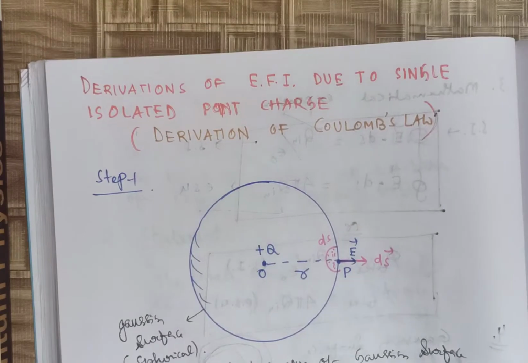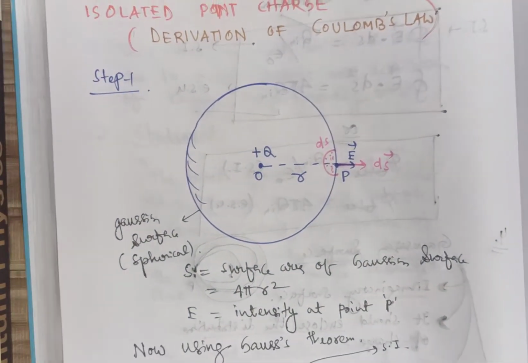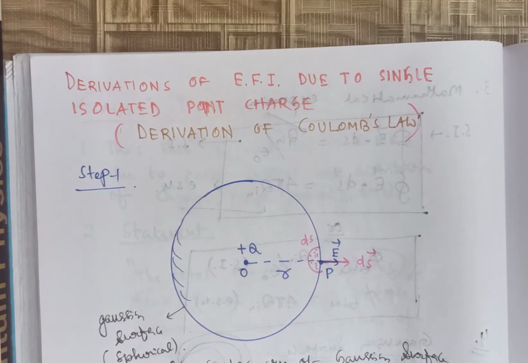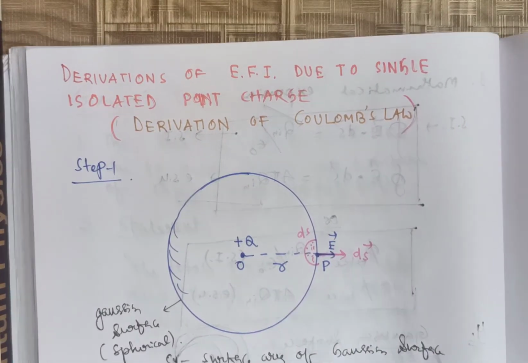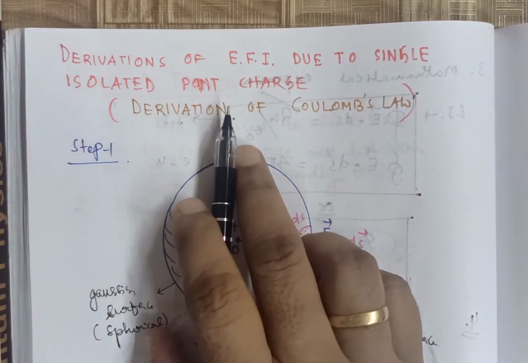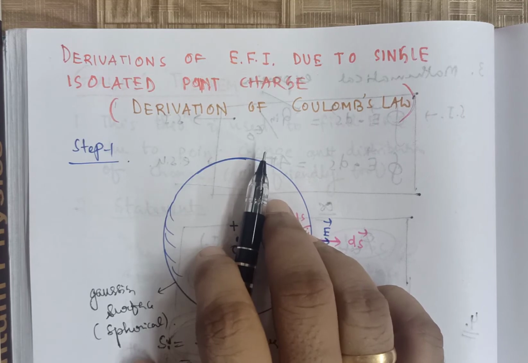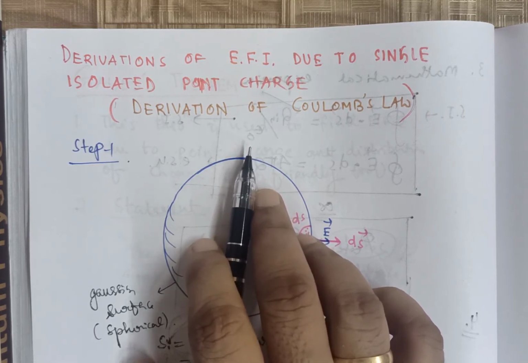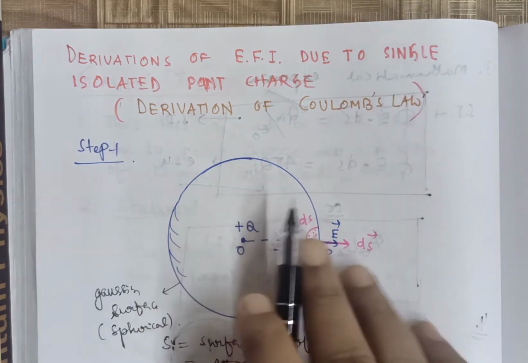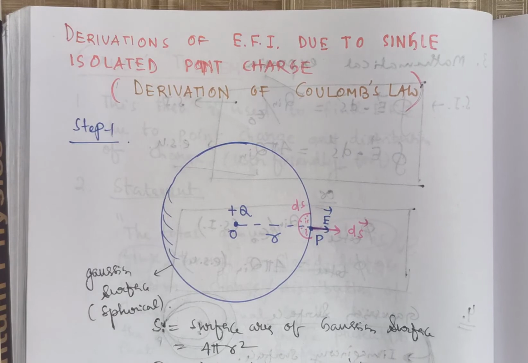Then we have to discuss, by using the Gauss theorem, how you can calculate the electric field intensity due to an isolated single point charge. In the previous class we derived this: E is equal to beta q by r square. For the SI system, beta is 1 by 4 pi epsilon 0. For the CGS system, beta is equal to 1. Now by using Gauss theorem, we can calculate the electric field intensity.